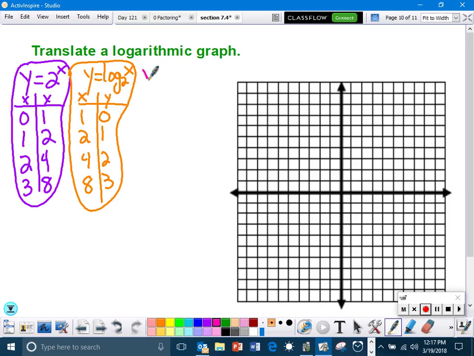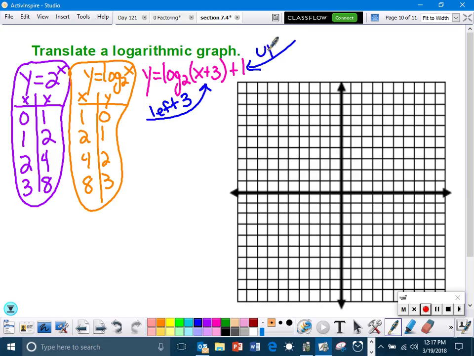So now I'm going to put log base 2, parentheses, x plus 3 in there, and then behind that, I'm going to put a plus 1. Okay, so if you remember this, we do the opposite. That tells us we are going to move left 3 units. In other words, we're going to subtract 3. This means we're going to move up 1 unit.